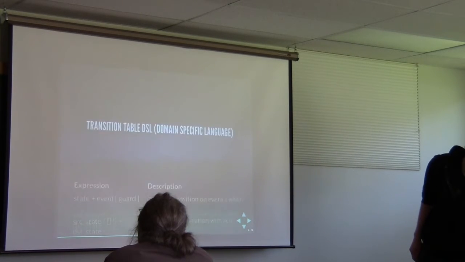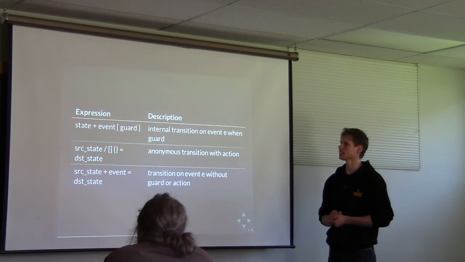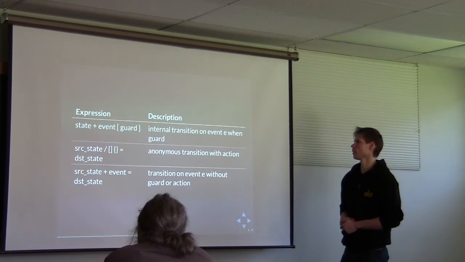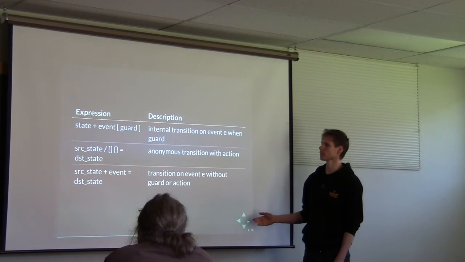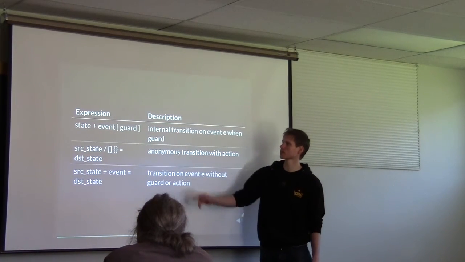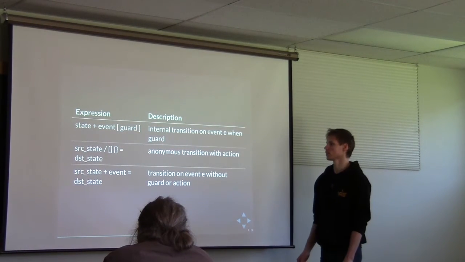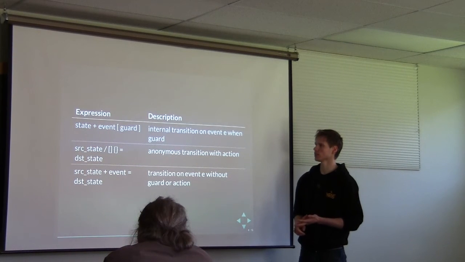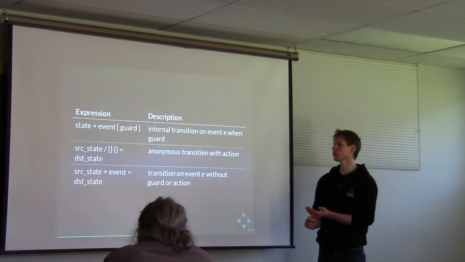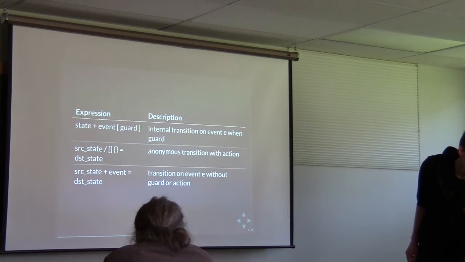So what about the transition table? I'm using pretty much the same approach as MSM to have a DSL for the state machine and the transition table. Maybe I won't be explaining exactly what is happening. However, we can use a source state plus an event. We can use a guard in the brackets, slash an action, and equals the destination state. So if you are in the source state, the event is triggered. The guard is the protection, the action is what should happen, and after that we end up in the destination state if the guard is actually true.